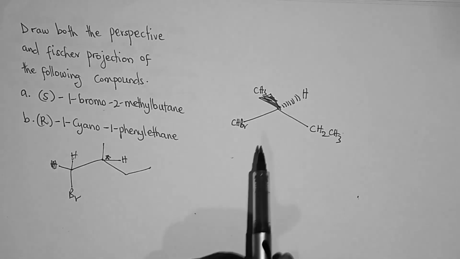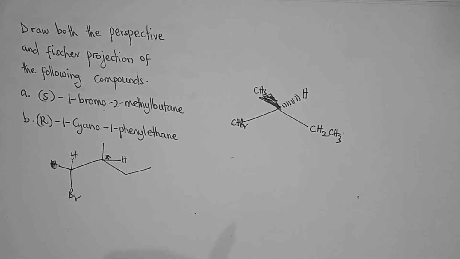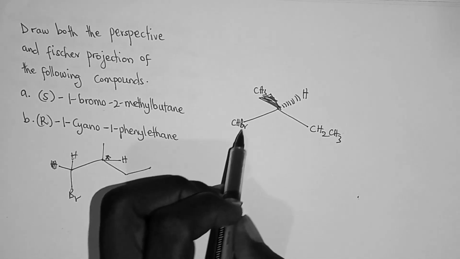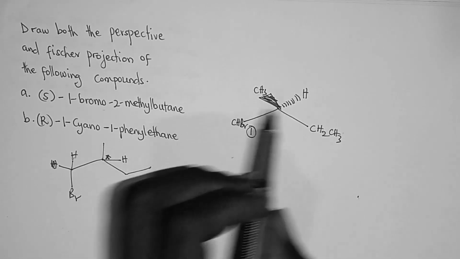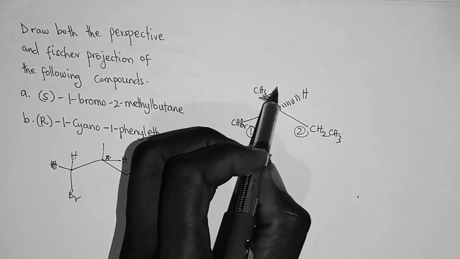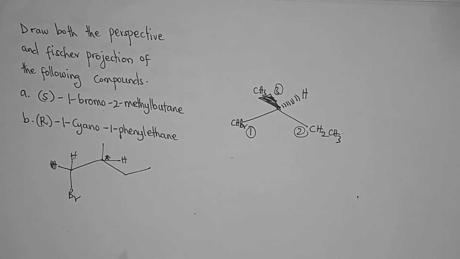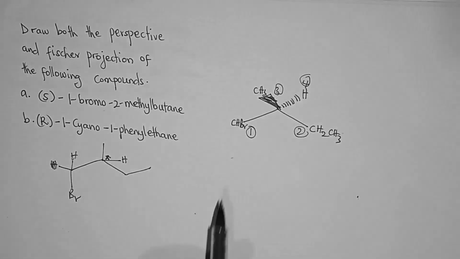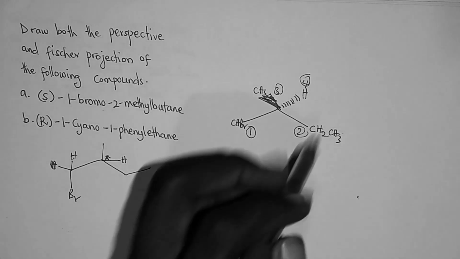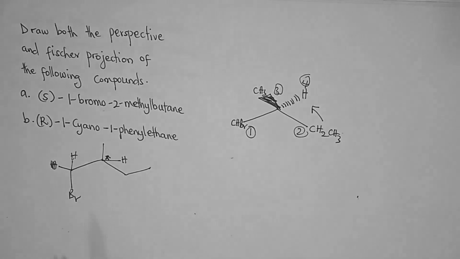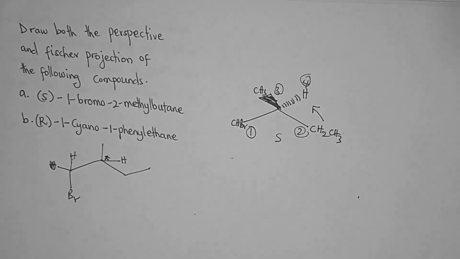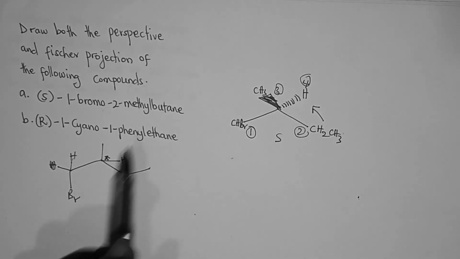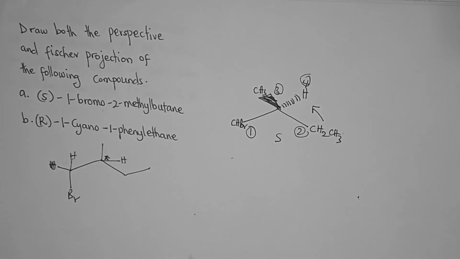But let's determine the configuration over here and see. You can see that this is 1, this is 2, and this is 3. You can see that this is an S. 1, 2, 3, and then the proton is 4. It is already going out into the page. So this is moving in the anti-clockwise direction. This is an S, and therefore this is a correct drawing of the 1-bromo-2-methylbutane.